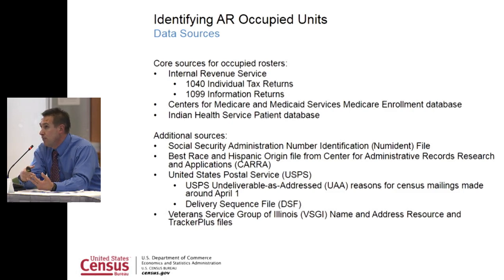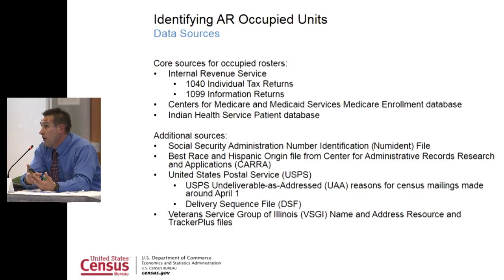And we also included people we found on the Indian Health Service patient database. We proceeded to make a roster for those people, and then we proceeded to use additional sources to get us some more information about those. So the Social Security, from looking at the Numident file, we are able to obtain age and sex for those people.